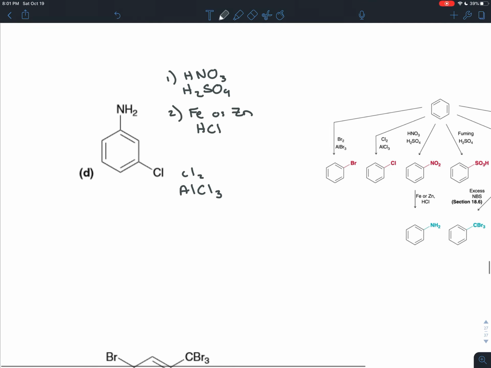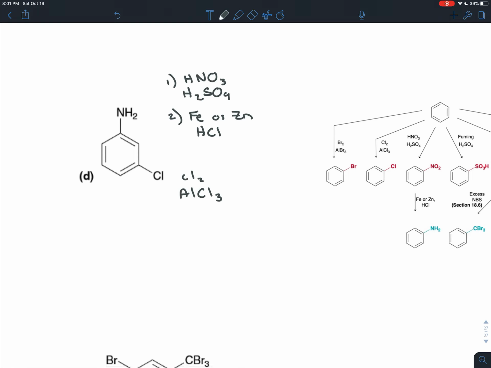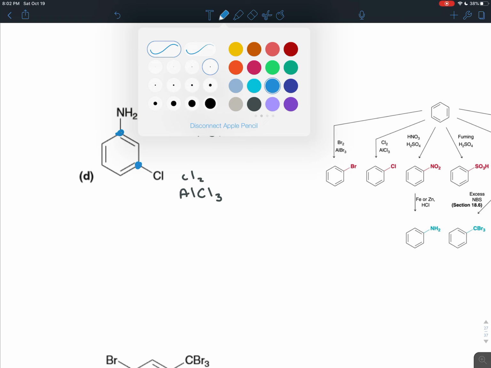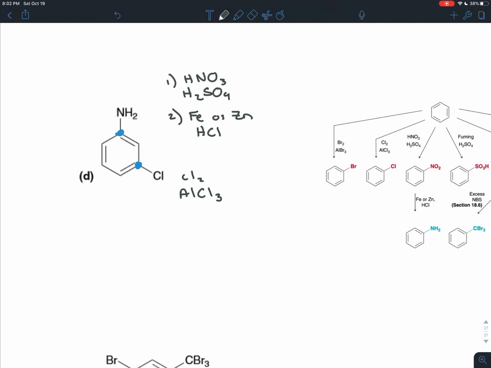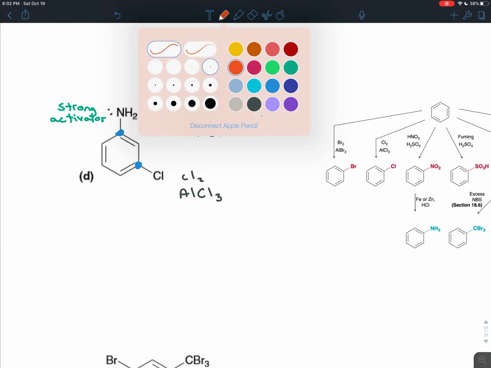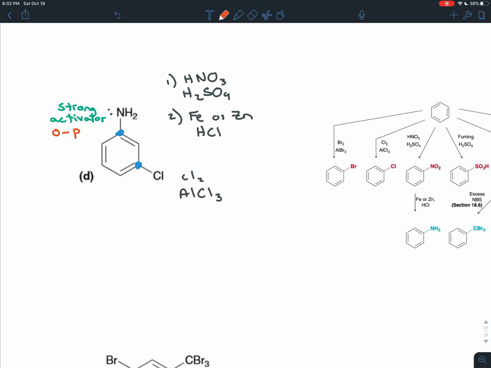So those are the recipes we need to use. Those are the ingredients that we need to mix with benzene. But now let's think about the order. Now, both of these two branches are meta to each other. The branch on top, this NH2, has that lone pair there, and so that's a strong activator. And all activators are ortho-para directing.